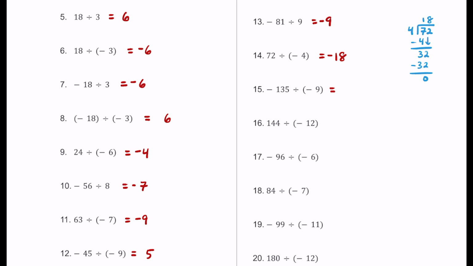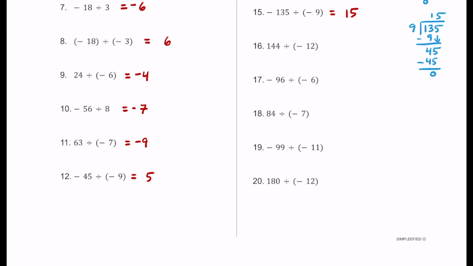For number 15, we have negative 135 divided by a negative 9, so let's ignore those negative signs right now. And we have 135 divided by 9. I'm just going to go ahead and write it out here. And so 9 fits into 13 one time. 1 times 9 is 9. 13 minus 9 is 4. Bring down this 5. Now we have 45, and 5 times 9 is 45, and the remainder here is 0, so it goes in evenly. So we know 135 divided by 9 is 15, but is it positive or negative 15? Well, we had two negatives, so the opposite of the opposite of 15 is just going to be positive 15.